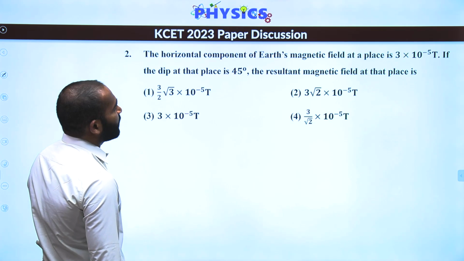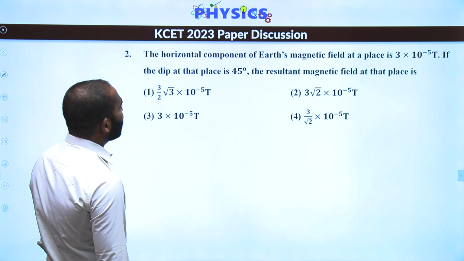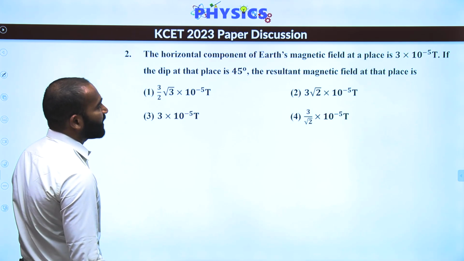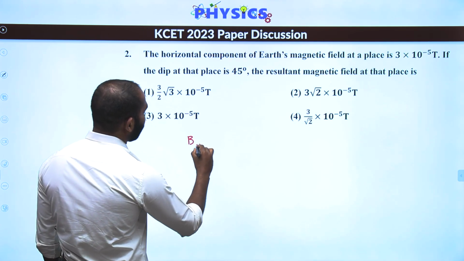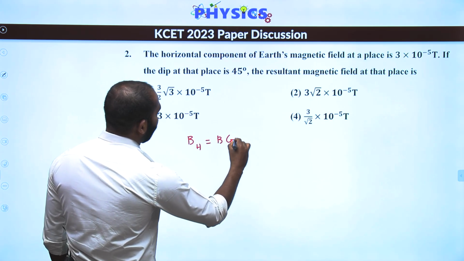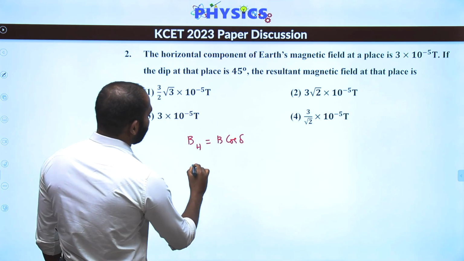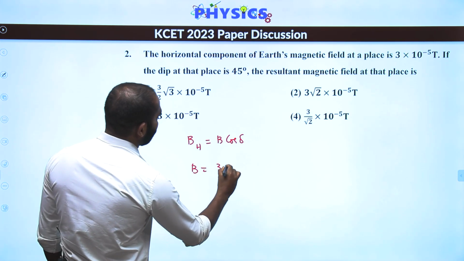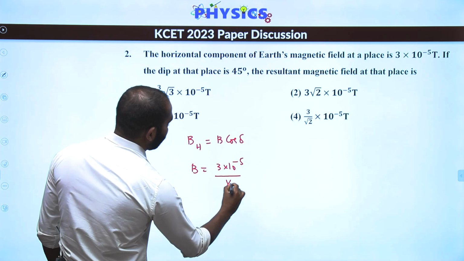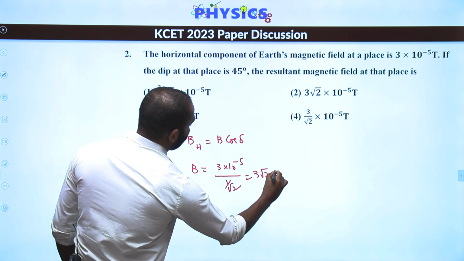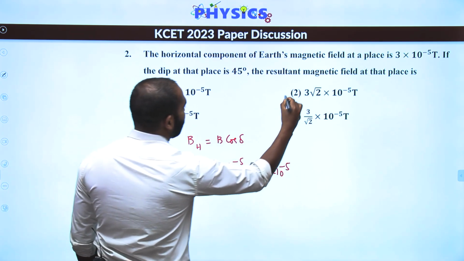The horizontal component of Earth's magnetic field at a place is 3 into 10 to the power of minus 5 Tesla. If the dip at that place is 45 degrees, the resultant magnetic field at that place is. We all know that the horizontal component is given as B cos delta, where delta is the dip angle. So B is going to be BH, which is 3 into 10 to the power of minus 5 upon cos 45, that is 1 by root 2. So this is going to be 3 root 2 into 10 to the power of minus 5. Okay, so the correct option here is option 2.